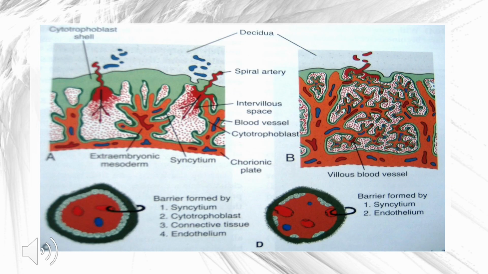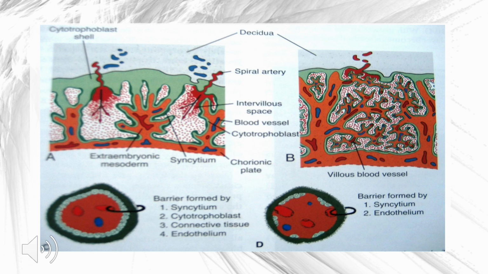Maternal blood is delivered to the placenta by spiral arteries in the uterus. Erosion of these maternal vessels to release blood into intervillous spaces is accomplished by endovascular invasion by cytotrophoblast cells. Invasion of these cells transforms these vessels from small diameter, high resistance vessels to large diameter, low resistance vessels that can provide increased quantities of maternal blood to intervillous spaces.